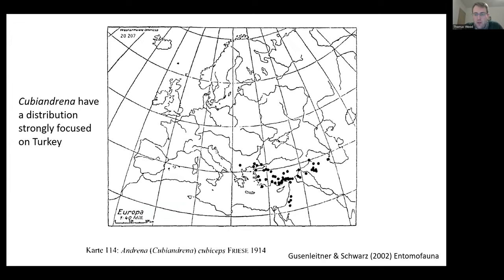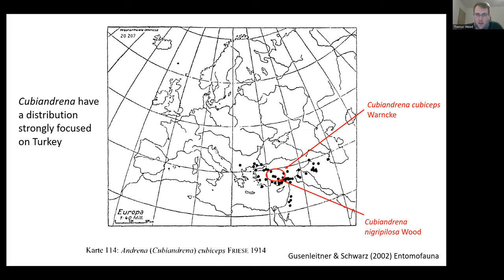This is the distribution map of Cubiandrena cubiceps. The second species, Cubiandrena cubicepsella, is found only in the Anatolian highlands. And then there's one more species, which is also known from the Anatolian highlands. So the genus is generally strongly concentrated on Turkey.